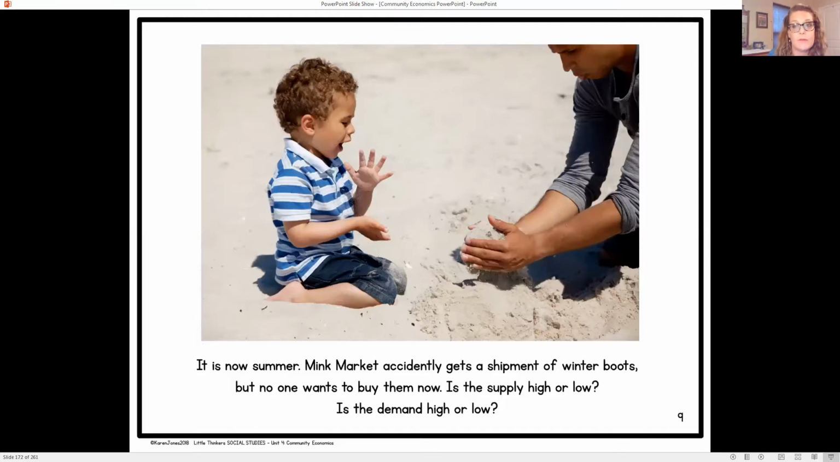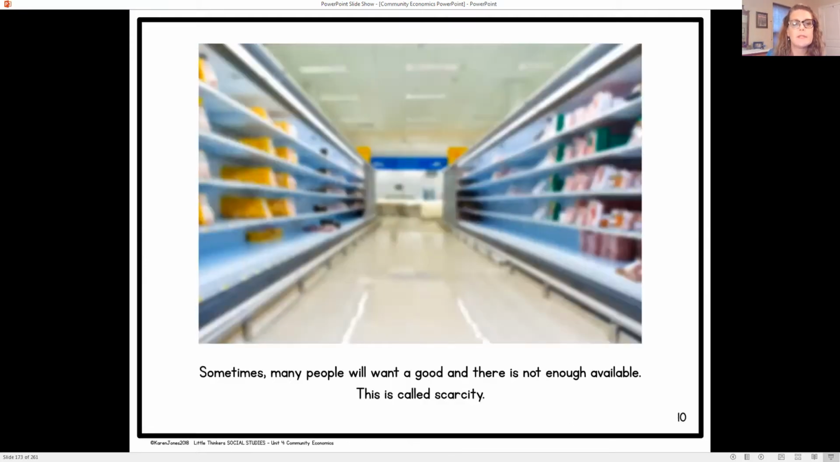It is now summer. Mink Market accidentally gets a shipment of winter boots, but no one wants to buy them. Now, is the supply high or low? So since they have a lot of boots and nobody is buying them, the supply is high. And since nobody is buying them, the demand for them is low. Sometimes many people will want a good and there is not enough available. This is called scarcity.